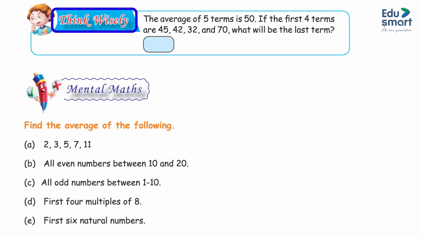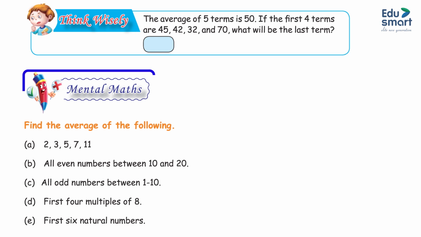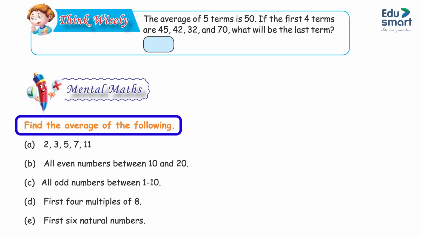Think wisely. The average of 51 terms is 50. If the first 4 terms are 45, 42, 32 and 70, what will be the last term? Answer 61. Mental math. Find the average of the following.